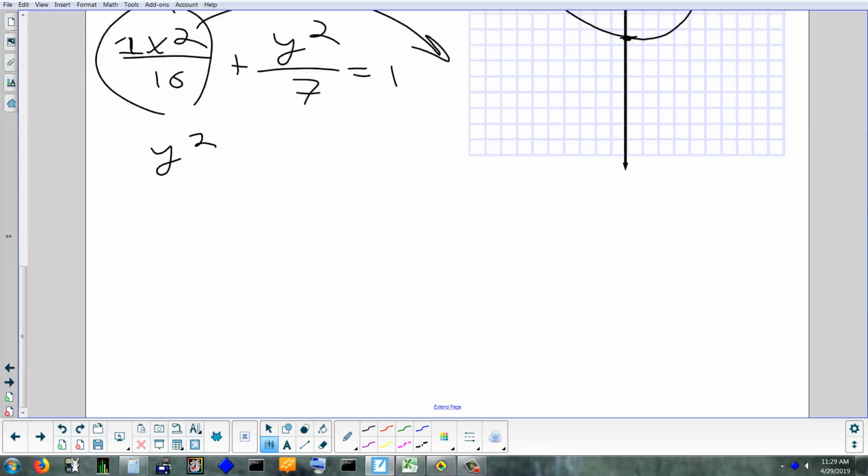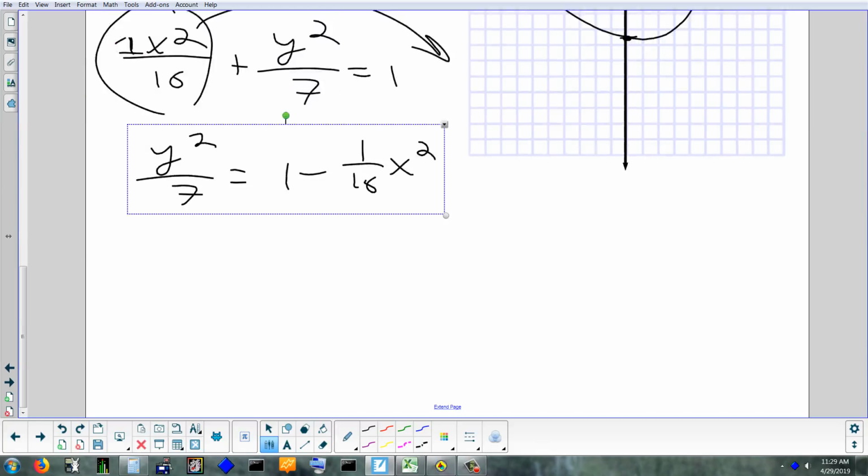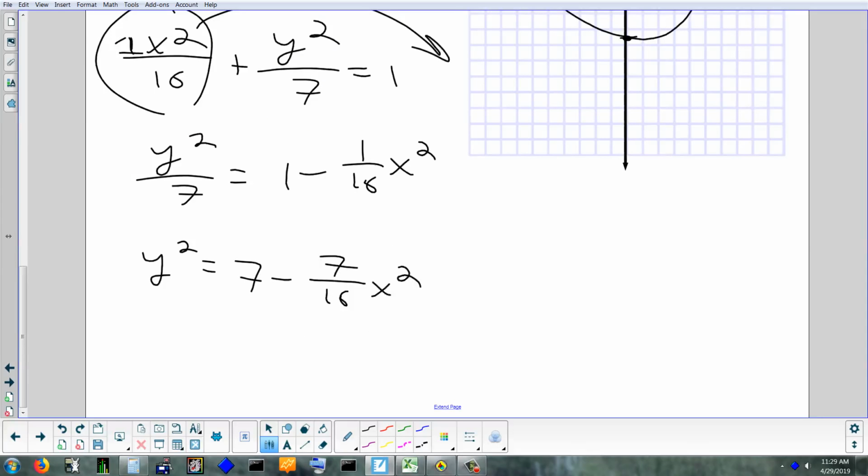So you get y squared over 7 equals 1 minus 1/16 x squared. You can write 1/16 x squared like this, or you can write it like that. It doesn't matter. How about this 7? How would I put that on the other side? Multiplying by 7. Yep, multiply each side by 7. That's going to become this. I just multiplied each thing by 7. 1 times 7, 1/16 times 7.